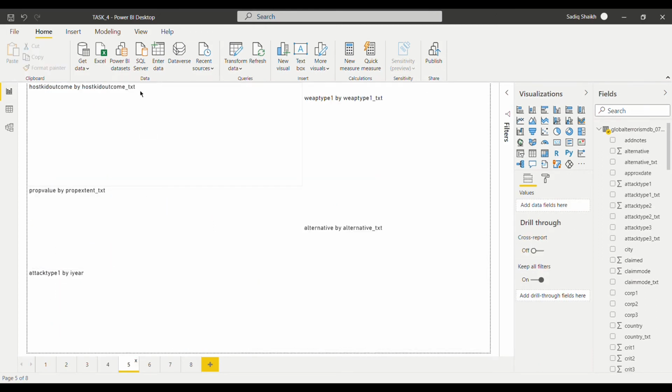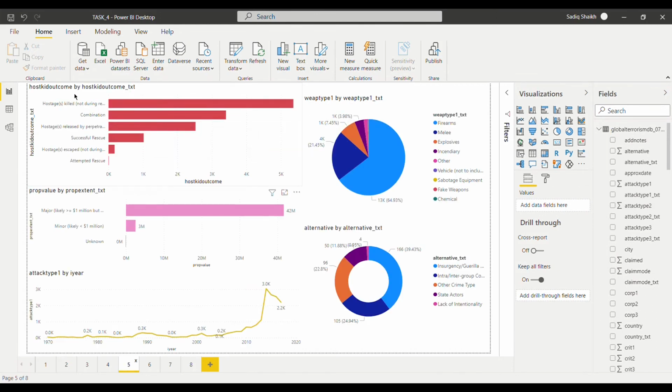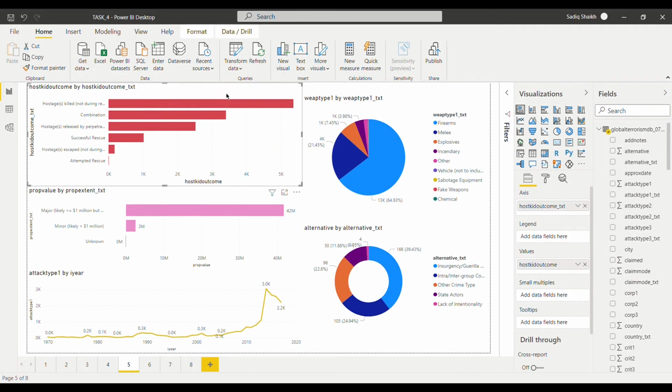Moving towards the next part, the hostage key. Then if we see over here, hostage kidnap. This is the kidnappings being done. So hostage killed, that is not during the rescue attempt. This is the hostages who have been killed till now. This has around 5k or 5.3k. Then the combination of all those kills is mixed up, where we cannot clearly classify which kind of hostage it was. So this was the analysis of this part.